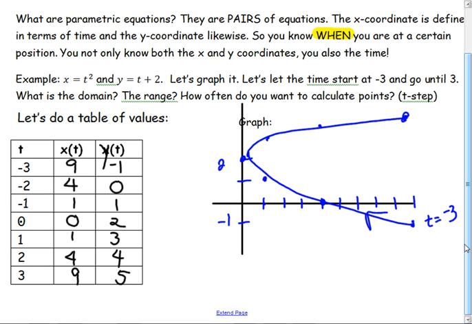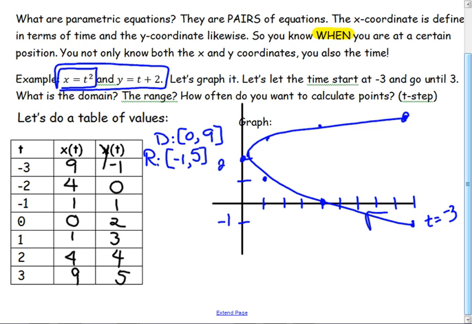And I can go back to x equals t squared. What's going to be x is the domain. What are the x's going to be there? No, x wasn't 0. Yes, 0. And in this particular case, we stop at 9. But you're right, x can always be a positive number. And the range, what were the y values? Starting at -1 and going to 5. You have to look at your parametric equations to come up with your domain and range.